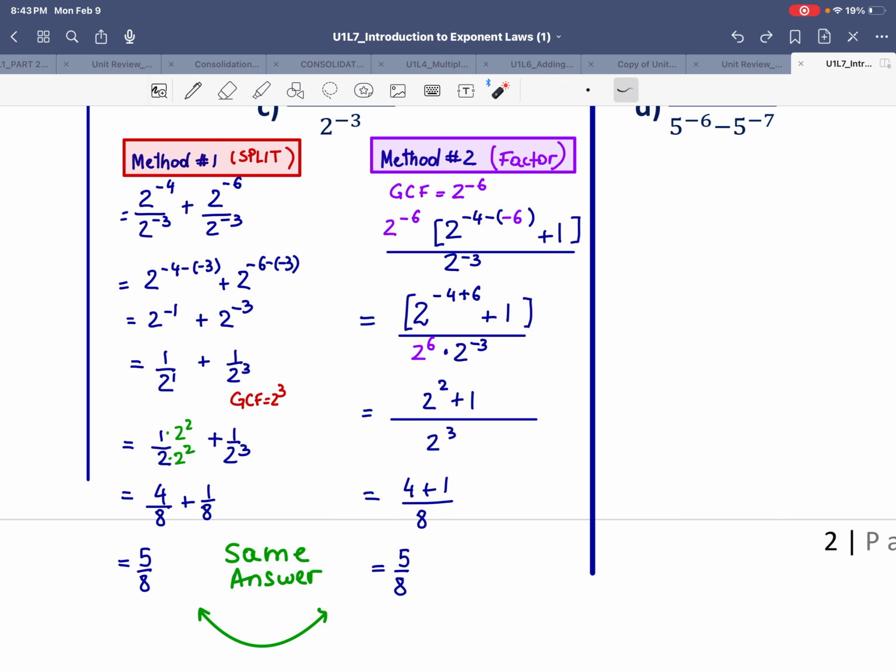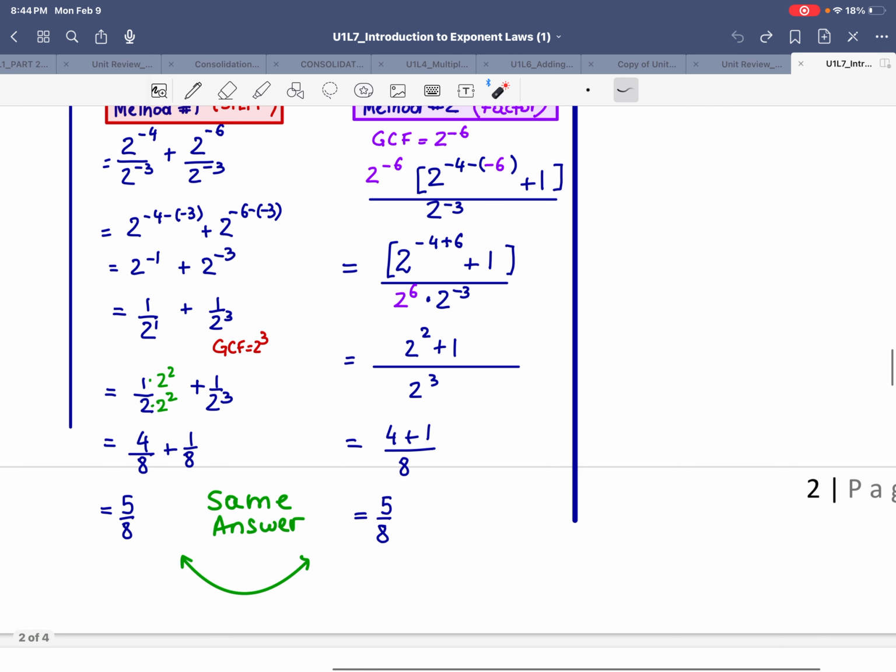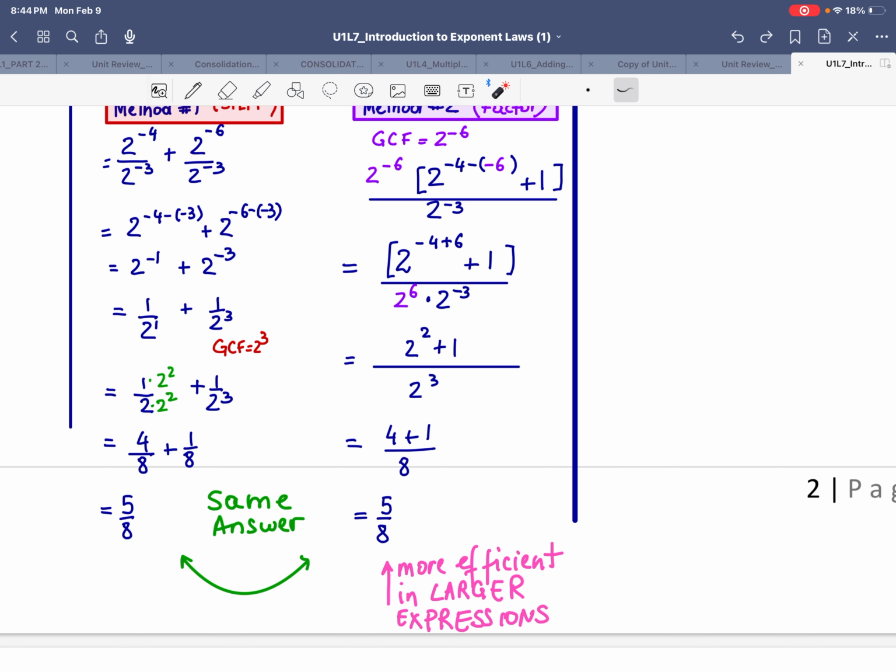When you look at the number of steps in this particular question, they look kind of equal, right? And it's a simpler expression. But as expressions become more complicated, the factoring will be more advantageous. So, and I'm going to make a note in here so we remember this is a more efficient method because it is more useful in larger exponential expressions.